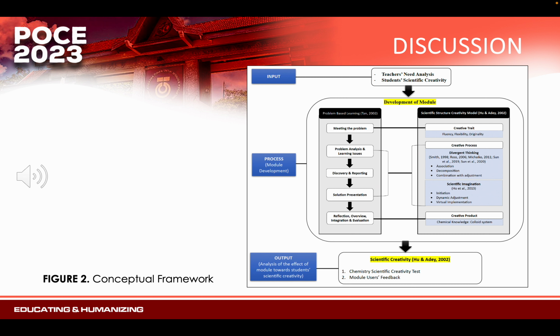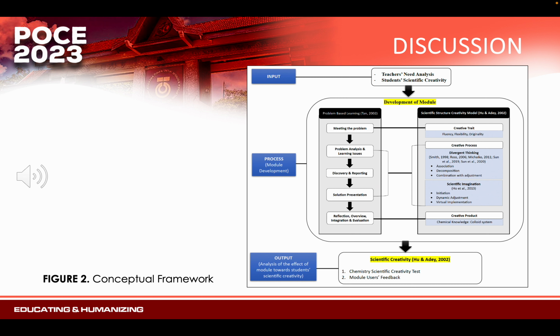Okay, so the next part is discussion. As we can see here, there is figure 2, the conceptual framework. There are three main components, namely input, process, and output. For the first component, which is input, it includes teachers' needs analysis and the students' scientific creativity that will be a basis for developing the module.